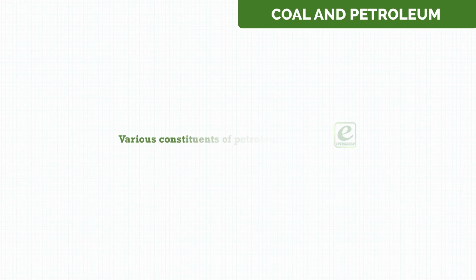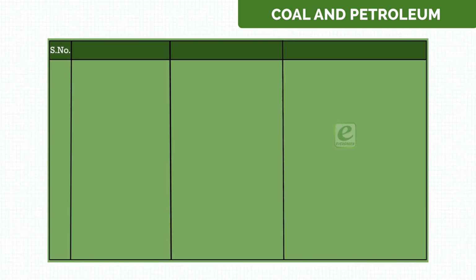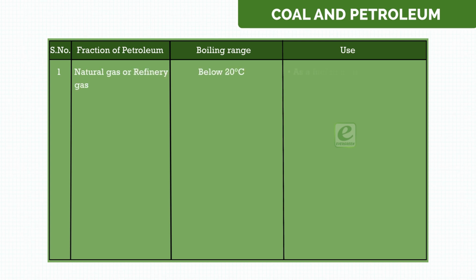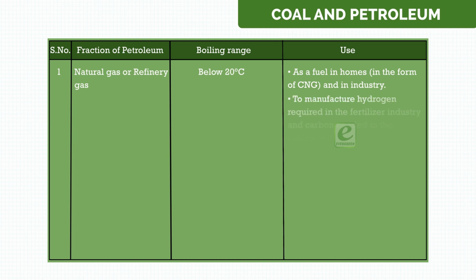Various constituents of petrol and their uses. Fraction of petrol, boiling range, and use. Natural gas or refinery gas, below 20 degrees Celsius, as a fuel in homes in the form of CNG and in industry. To manufacture hydrogen required in the fertilizer industry and carbon needed in the rubber industry.